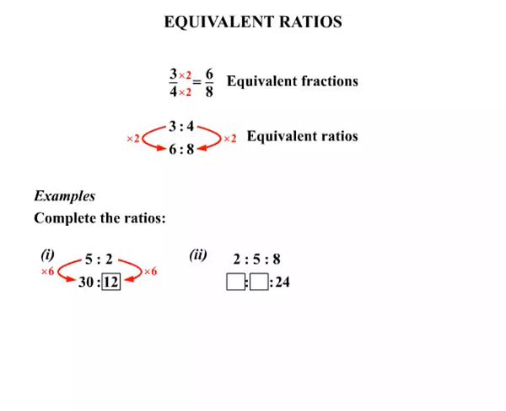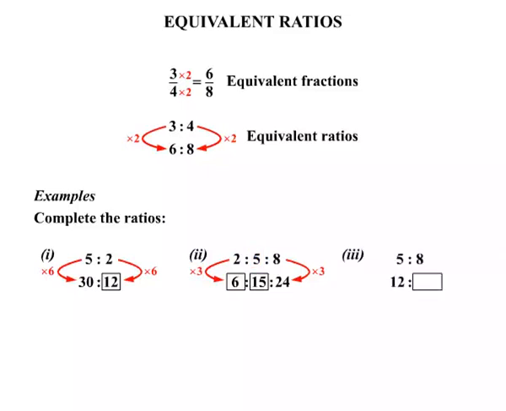Example 2, we have 2 to 5 to 8, and it equals some ratio where there's two numbers missing. We know though that part of it is 24, and that 24 matches up with the 8. So the 8 to get to 24 we need to times by 3. So we just make sure that we times each of the other numbers by 3 as well. So firstly the 2. 2 times 3 will give us the 6, and the number in the middle, the 5, times that by 3, and we get 15. Excellent.